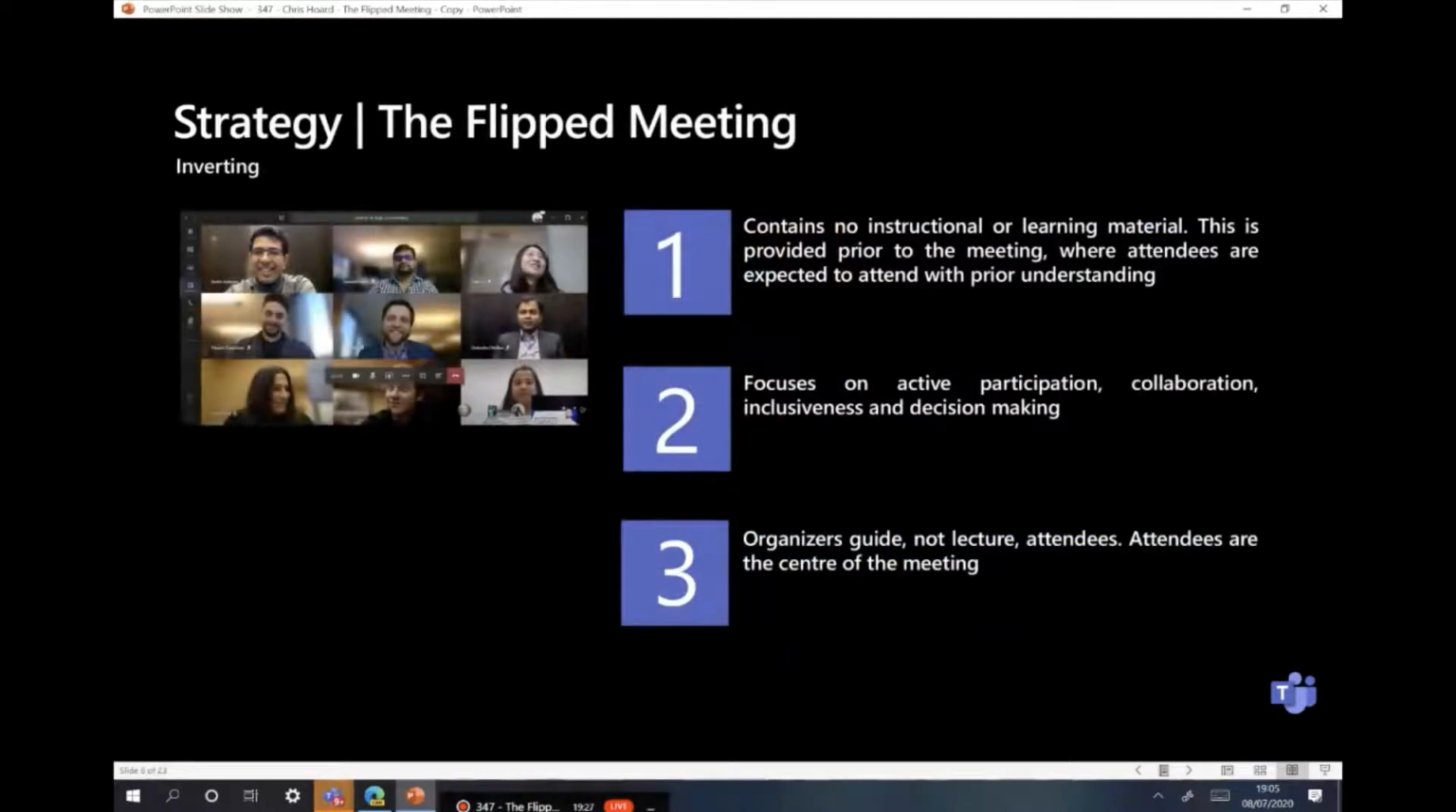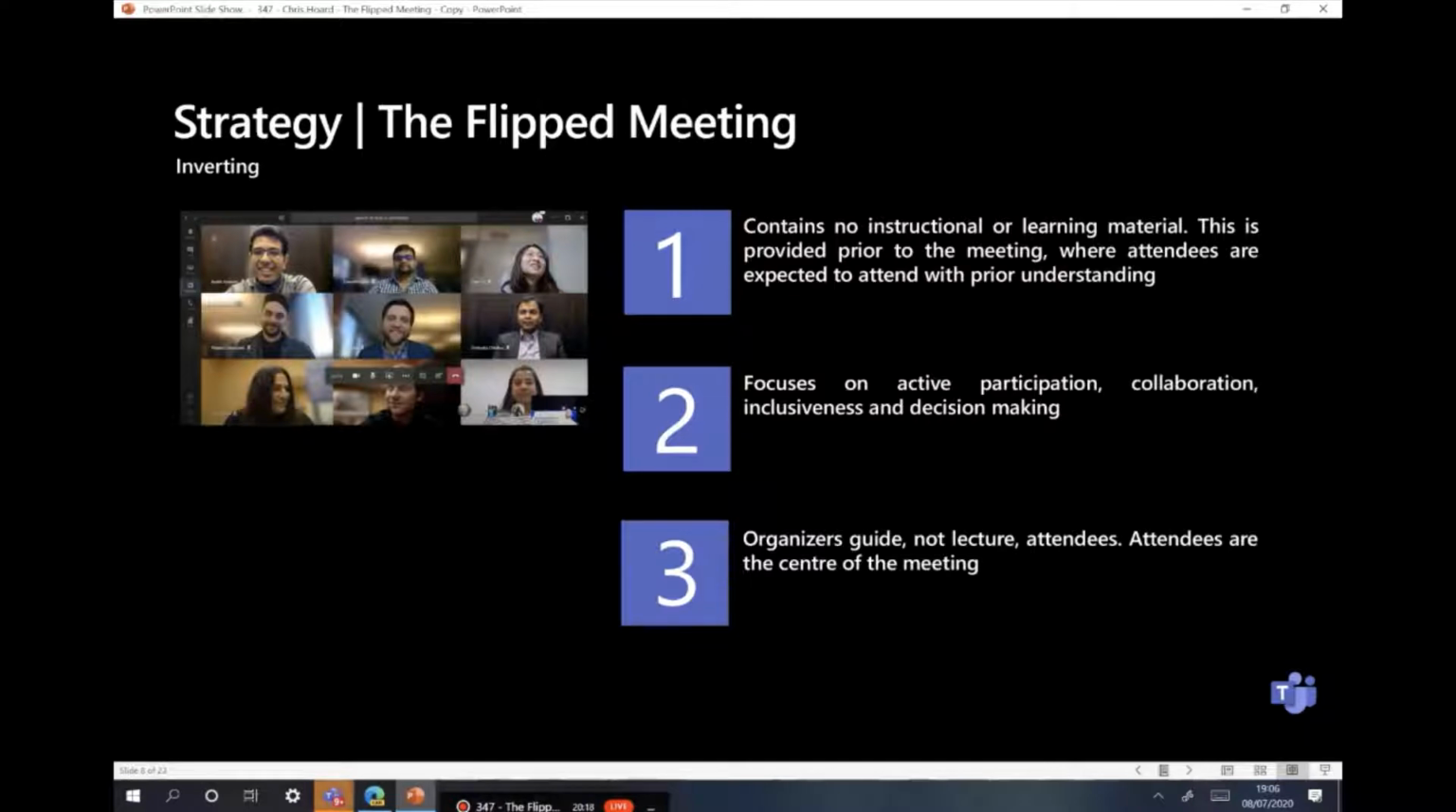But the third point, and the one that I would like to introduce today, is this idea of the flipped meeting. Now, the flipped meeting really has three important points to consider, three characteristics, as you will. The first is that it contains no instructional or learning material. So instead of having our meetings where people sit in them and you have this chalk and talk and people are being instructed for large parts of that meeting, you do not do this at all in the flipped meeting. What you actually do is you provide all that information prior to the meeting, and the attendees are expected to consume that information and understand it prior to actually being in the meeting.